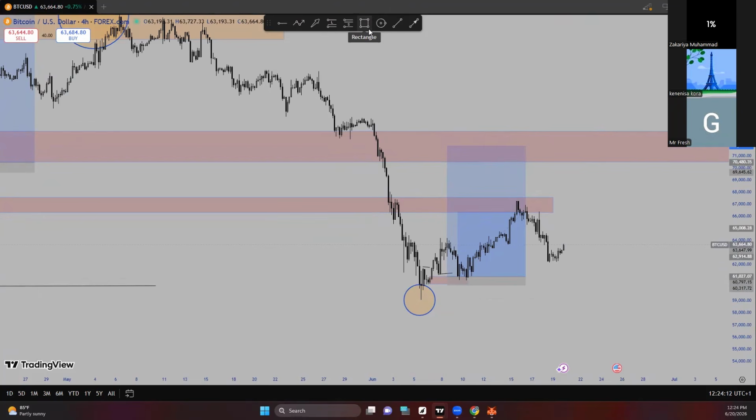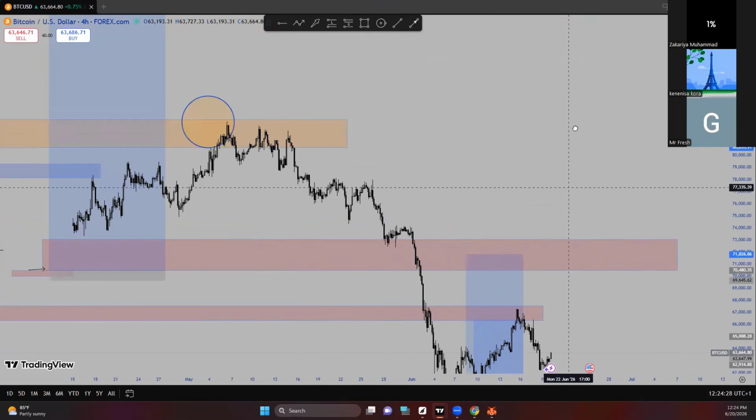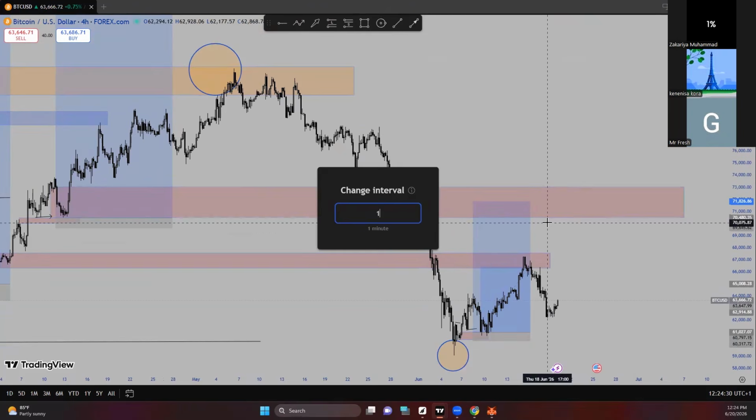Your breakup structure, liquidity, and then your point of interest. Breakup structure, liquidity, point of interest. You repeat this all the way until the market taps into these higher time frame POIs.